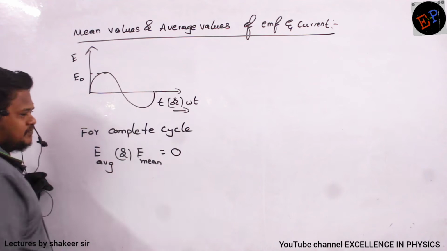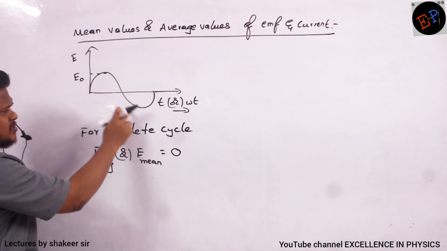Zero. This is positive half cycle, this is negative half cycle.